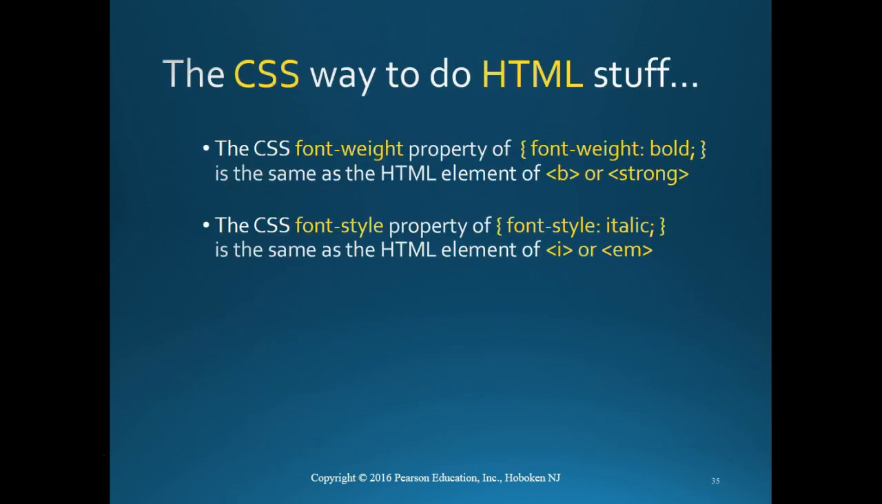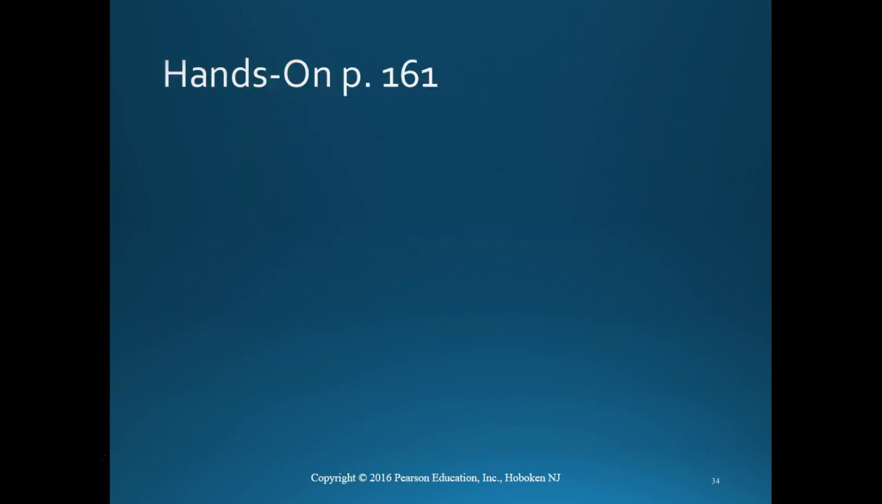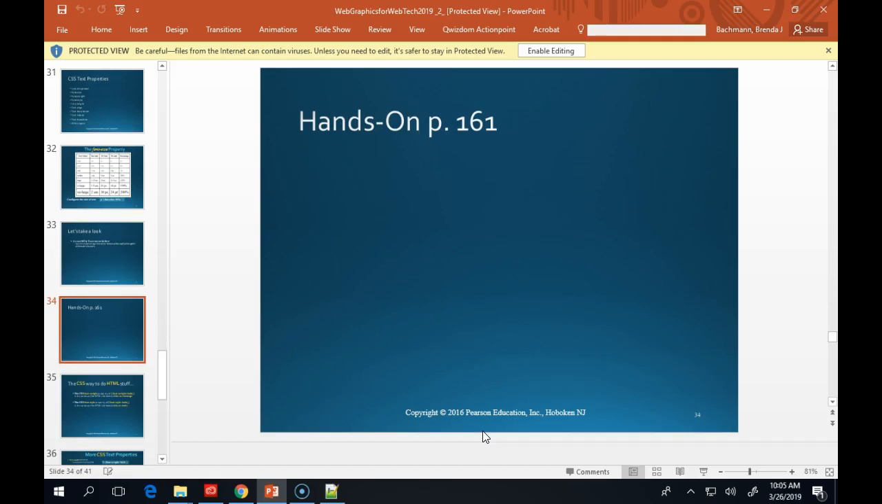Okay, so there's a CSS way to do all the HTML stuff we've been learning so far. The font weight of bold allows us to go into our HTML and wipe out all the times that we called up Bs or strongs. Font style italic allows us to go into HTML and clean up all the Is or EMs. That way, all of our stylizing is in one place. So now let's do hands-on on page 161.